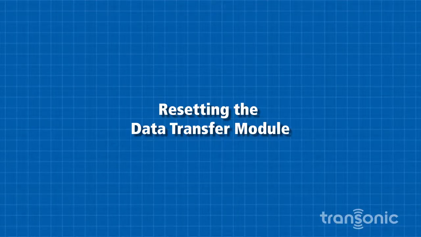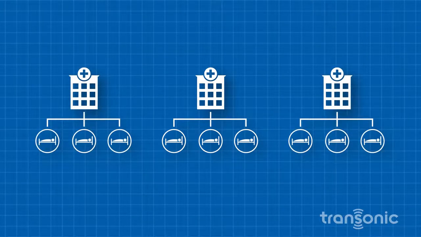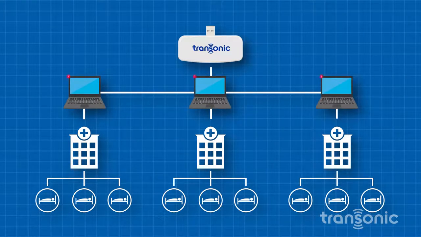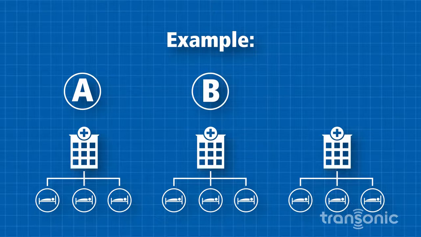Resetting the DTM for multiple clinics. Patient information from various clinics can be stored on a single HD03 data transfer module, or DTM. However, the DTM must be synchronized to the HD03 database administrator software on-site at each clinic. For example, Clinic A will only have Clinic A patients, Clinic B will only have Clinic B patients, and so on.